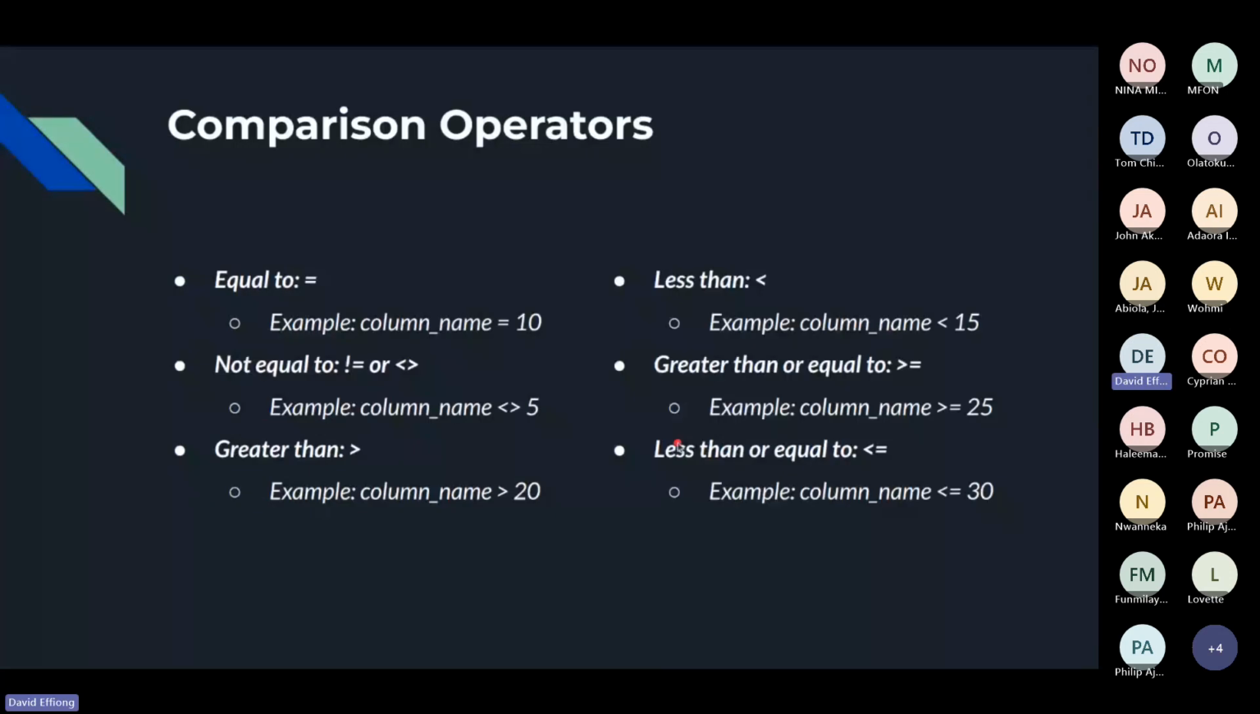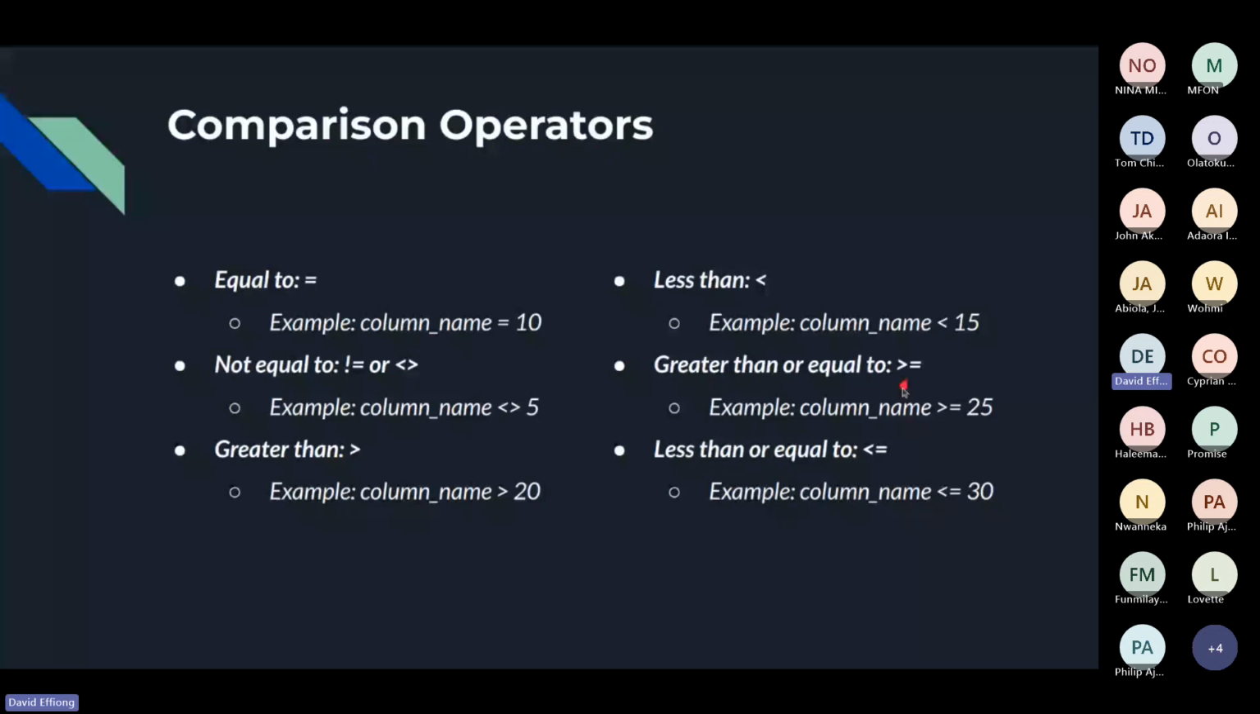Okay, the other one, we have greater than. You want to find out all the movies that came out after the year 1960. You can use this greater than sign. For the less than sign, if you want to find out the movies that came out before 1960, use less than. Greater than or equal to: this one, you want to find out the movies that came out in 1960 and after 1960.